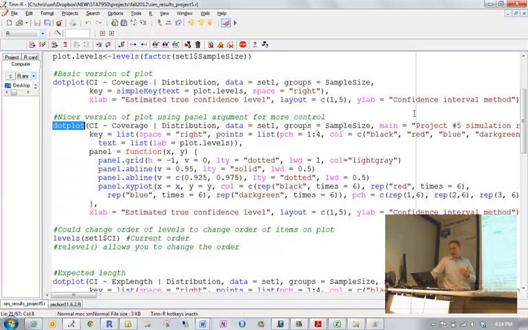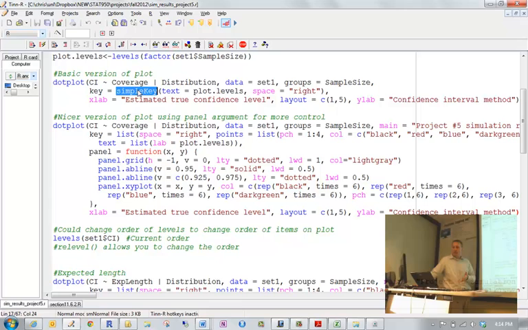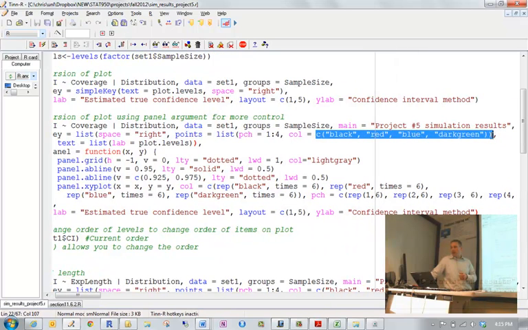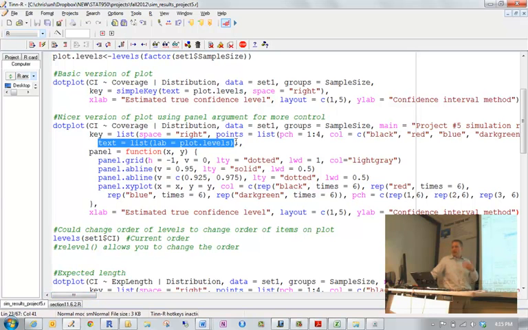So dotplot again. Same setup. Since I have a little bit more complicated plot, I can't use this simple key function to do a legend. Instead, I have to do the following. I create a list, and inside the list you have a variety of arguments that you can put. Space, right. I'm going on the right side of my plot. What points do I want to actually show on my plot? I'm going to use plotting characters 1 through 4, the following colors. The text I want actually listed next to each point is in plot.levels.